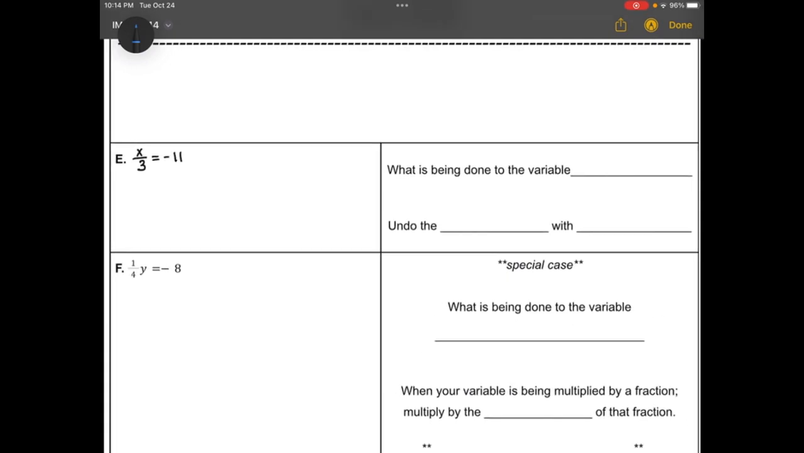What is being done to the variable? Okay, first identify your variable. That's x. X is being divided by 3. So that means division is being done to the variable. Undo the division with multiplication.